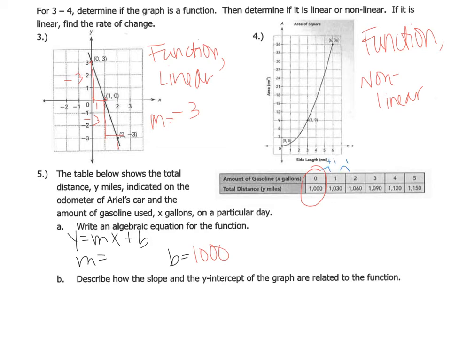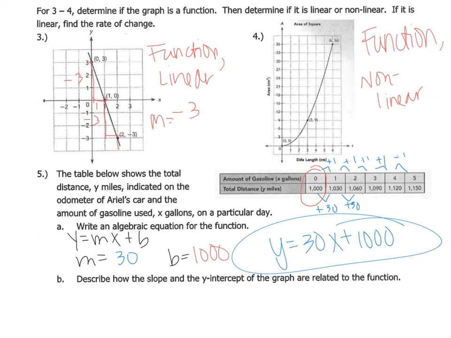Now we need to find our rate of change. So it looks like x is going up by 1 every single time. But then y goes up by 30, by 30. It looks like it's going up by 30 every single time also. So our slope is 30, or 30 over 1. So our equation is y equals 30x plus 1,000.